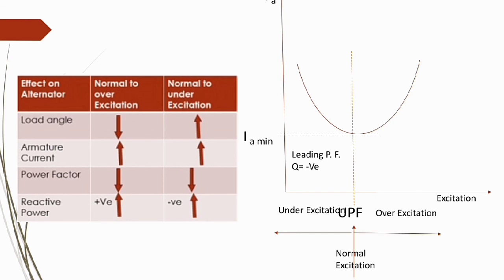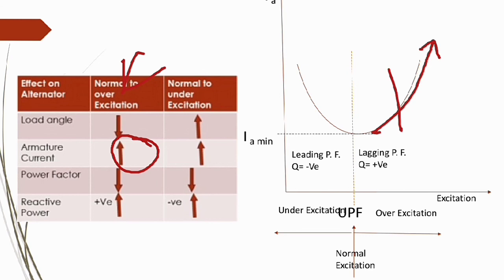So this is the normal to over excitation table. When we talk about over excitation, the power factor is lagging and the value of Q will be positive. You will also note that in the over excitation case, if we increase the excitation, the armature current will increase. Here you see the armature current increases.